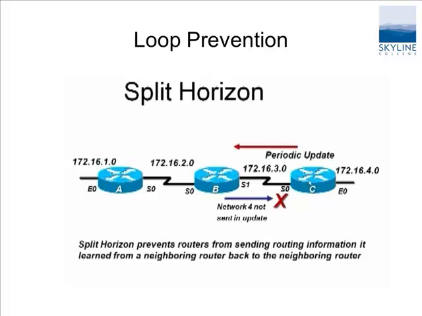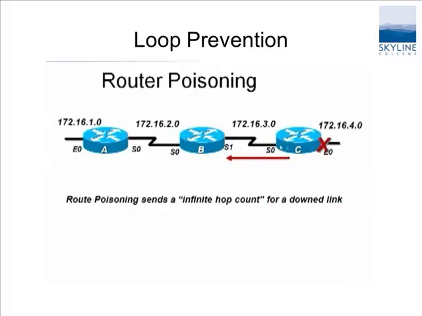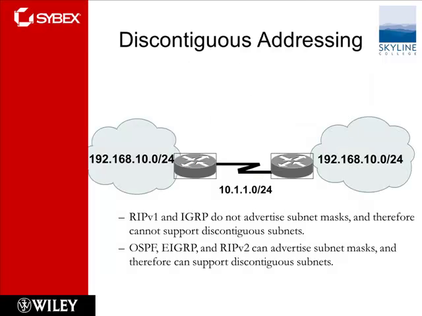If C sent the network 4 update to the left, then B wouldn't send the same information back. They broadcast their entire route table, but if it got it from that interface, it won't send it back to that interface. Prevents routing loops. Route poisoning, and this says when a route goes down, it sets the hop count to 16, the infinite hop count, which becomes infinity in the RIP network.